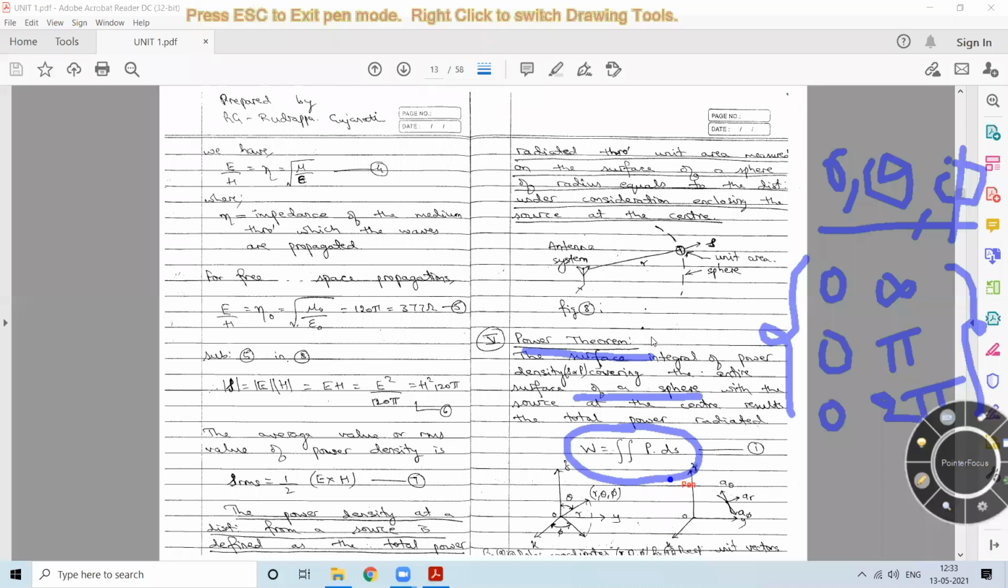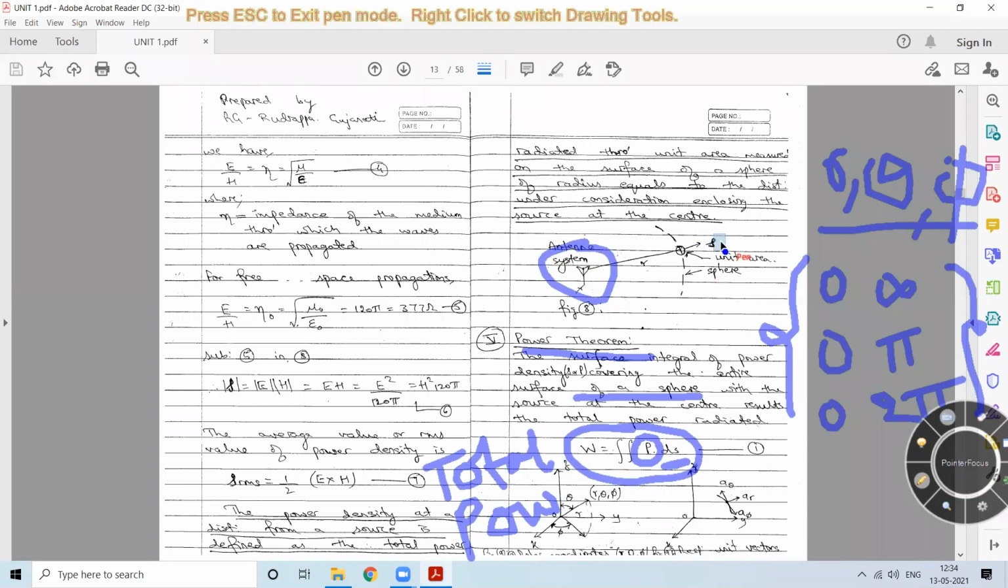It is sometimes given by W. You are taking the surface integral of power density with respect to a small elemental surface area. This is indirectly the total power which is being radiated by an antenna. It will actually be the total power radiated by the antenna under consideration.